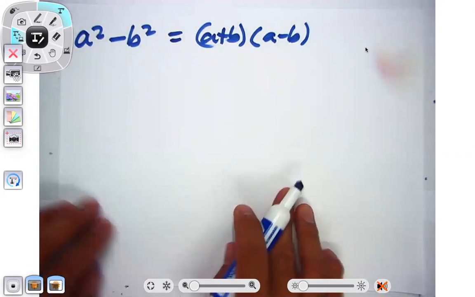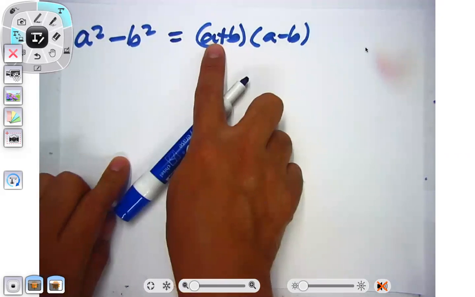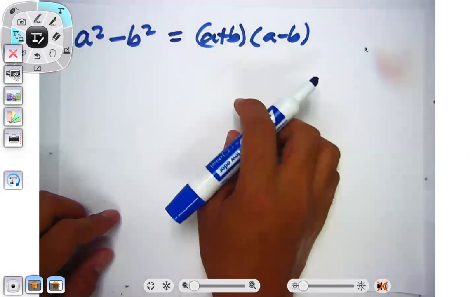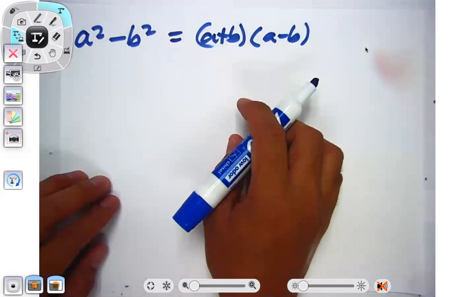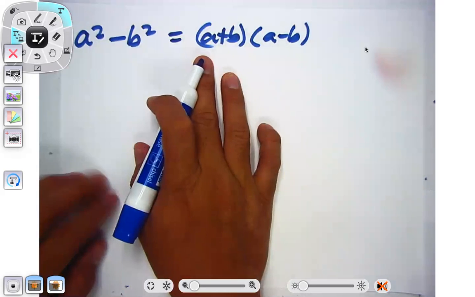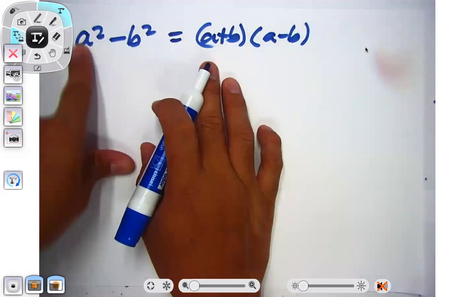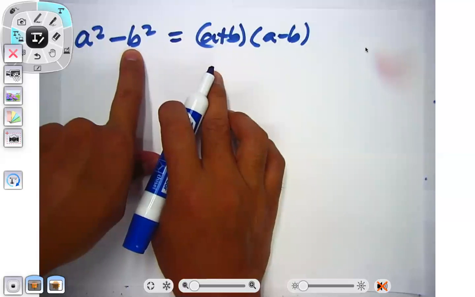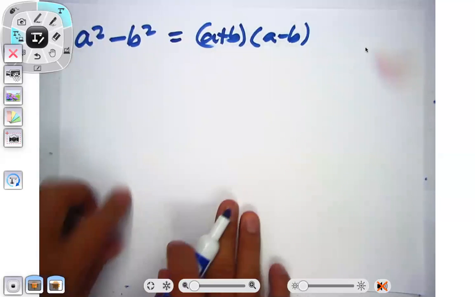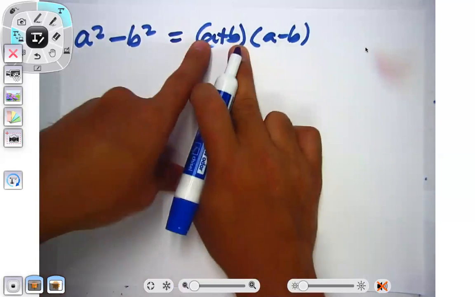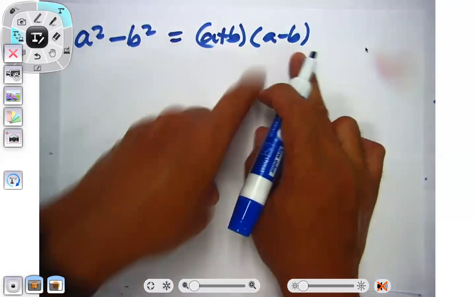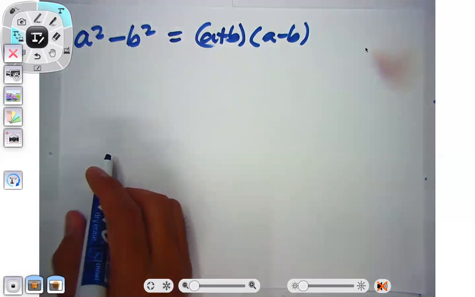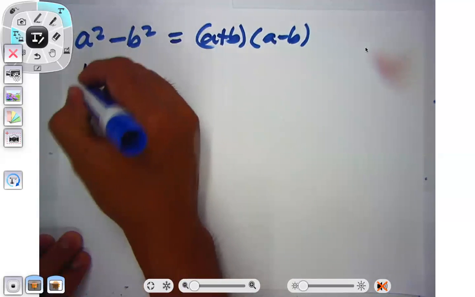And so in order to get these two factors, a plus b and a minus b, simply get the square root of a squared. What's the square root of a squared? It's going to be a. Square root of b squared, it's going to be b. And so one of the factors is a plus b, and the other one is a minus b. Let's try some of the examples in your book, page 319.